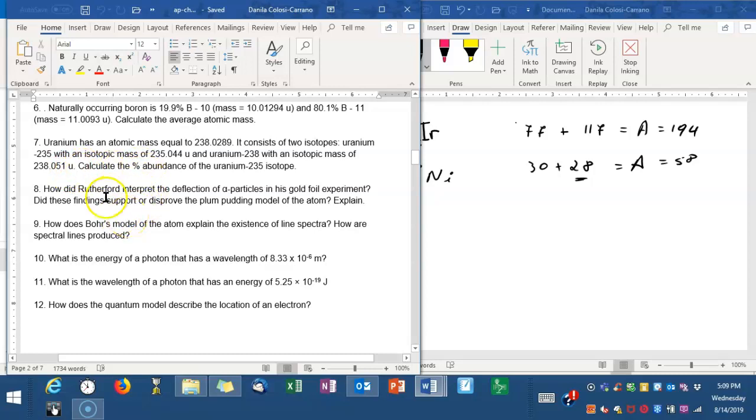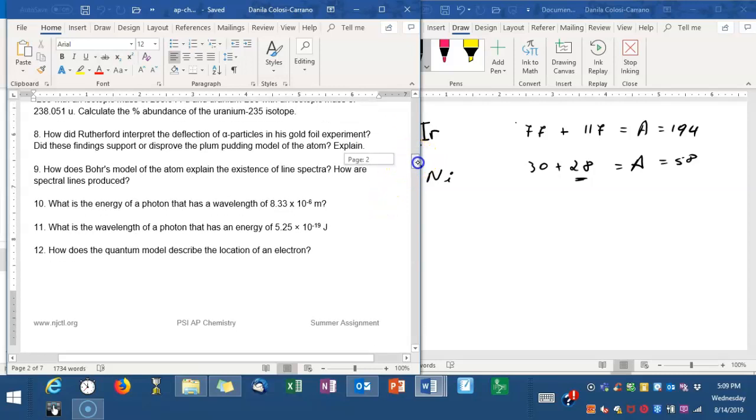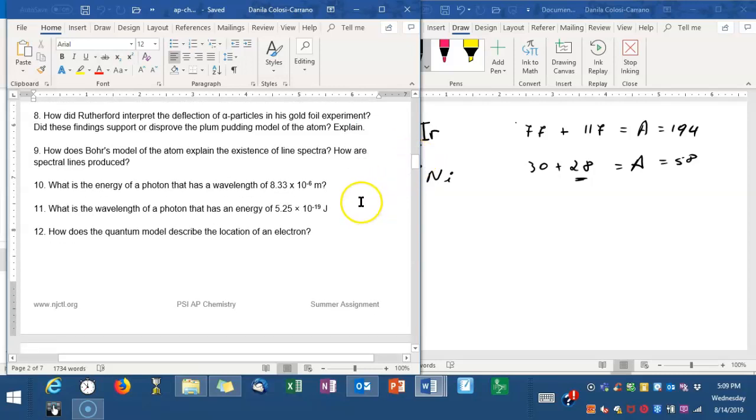Number 8. How did Rutherford interpret the deflection of alpha particles in his gold foil experiment? Did these findings support or disprove the plum pudding model? We talked about it also. How does the Bohr model of an atom explain the existence of line spectra? How are spectral lines produced? We have talked about that as well.